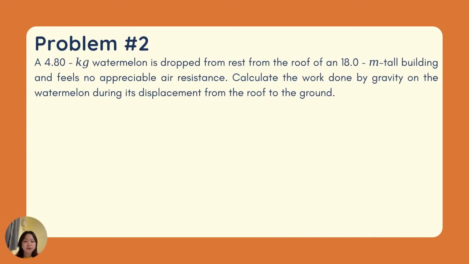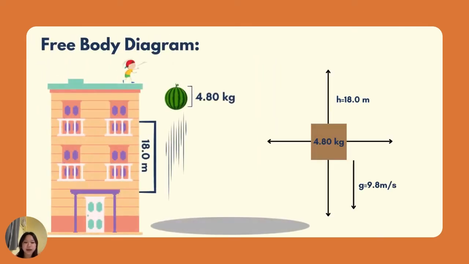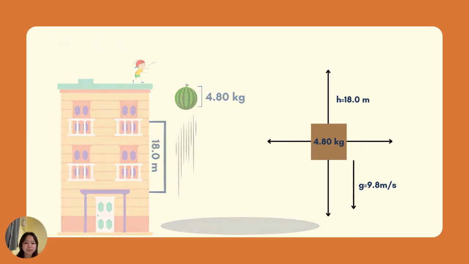Next problem. A 4.8 kilogram watermelon is dropped from rest from the roof of an 18.0 meter tall building and feels no appreciable air resistance. Calculate the work done by gravity on the watermelon during its displacement from the roof to the ground. Firstly, let us have the free body diagram, or the FBD, of this problem.